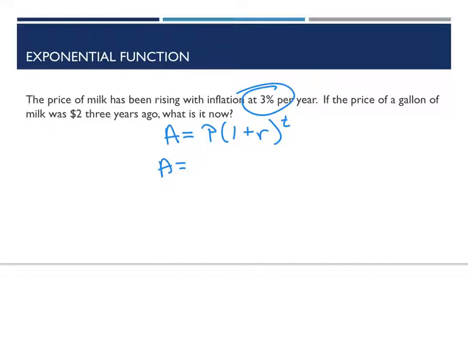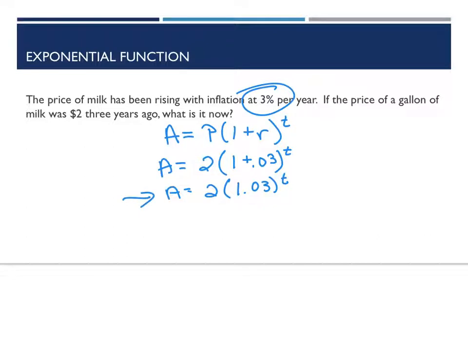P, that's the original price, in this case of milk, was $2. The price is rising at 3%, so this is 1 plus 0.03 because I have to change 3% to a decimal. Now, the answer is multiple choice, but hopefully you would never want to leave it that way. 1 plus 0.03 is just 1.03, which makes everybody's life easier. So this is the formula.